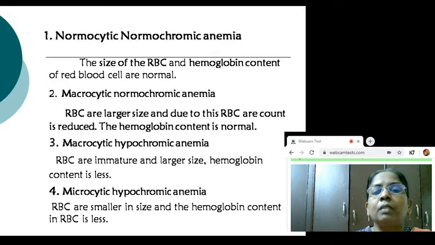The term itself shows that in normocytic, the RBC and hemoglobin content in the blood is normal. Then macrocytic normochromic anemia: RBC cells are larger in size and the RBC count is reduced. The hemoglobin content is normal. That's why it's called macrocytic normochromic anemia. Then the third one is macrocytic hypochromic anemia. RBC are immature and larger in size and hemoglobin content is very less. The fourth one is microcytic hypochromic anemia. RBC are smaller in size and the hemoglobin content in RBC is very less.